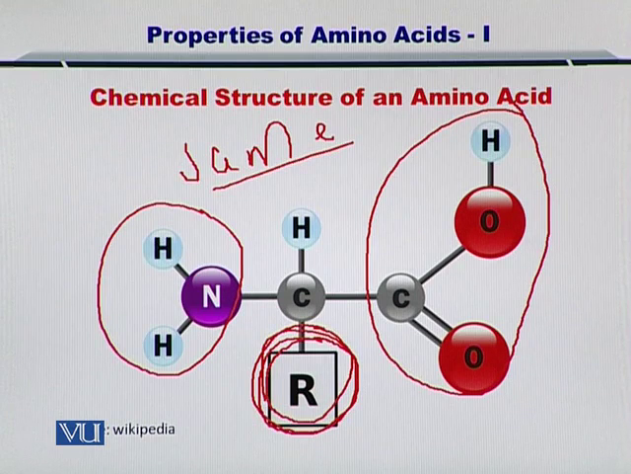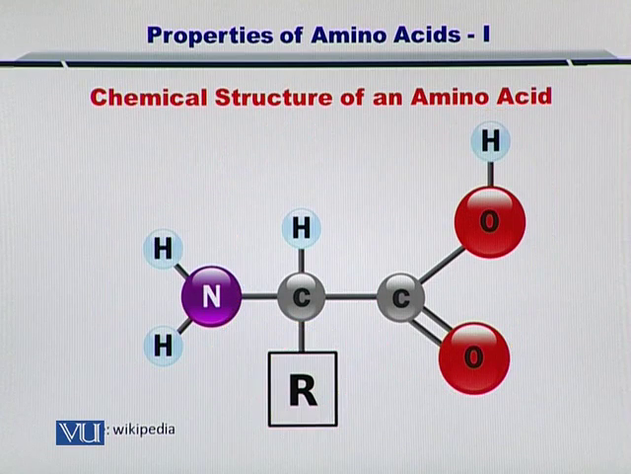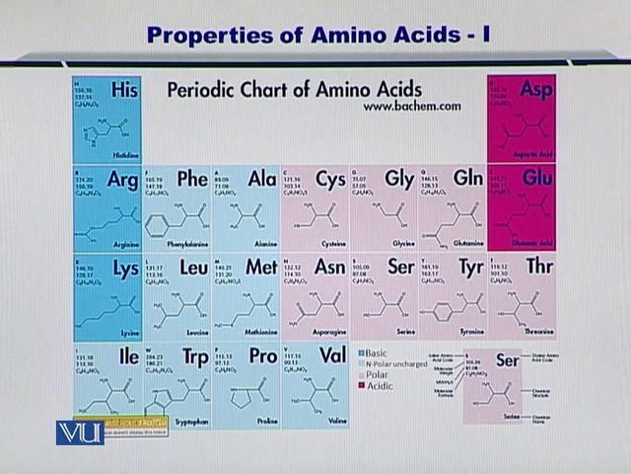Now the R group may comprise different elements, different combinations of these elements, different lengths of these combinations, and so on and so forth. So towards understanding the properties of each amino acid, it is important to study the properties of the R groups. Here I show you the 20 different amino acids color-coded by their various properties.